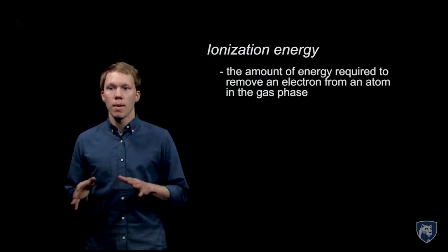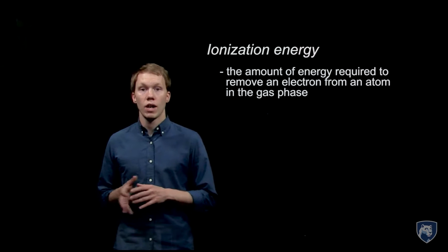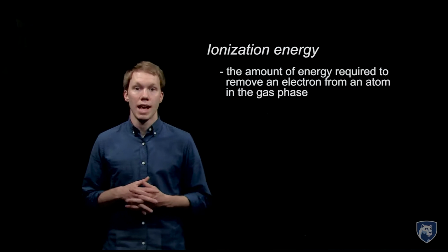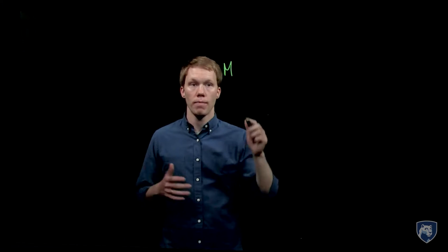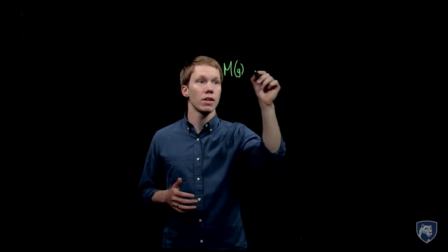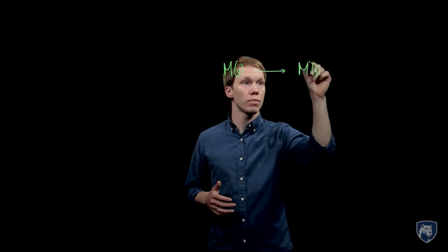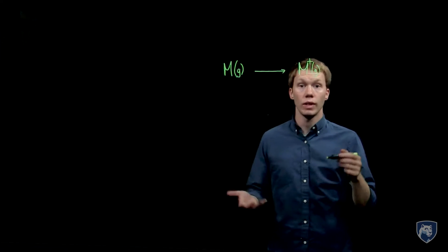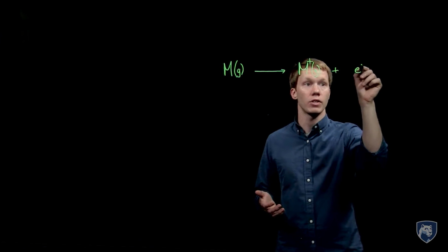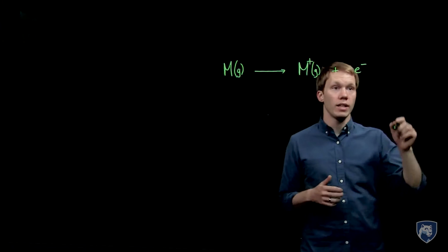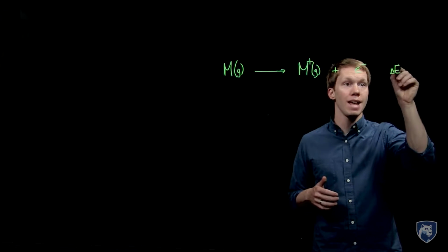Not super, but it does help us to understand some of the common ions of the elements in the periodic table. As an example, we can look at a generic metal denoted by the letter M in the gas phase undergoing this change to produce a cation. So if we lose an electron, we're going to become positively charged, and that free electron. This reaction is going to require some energy.